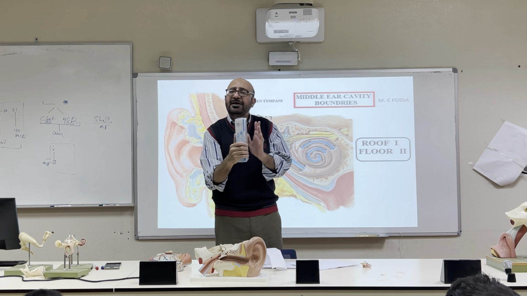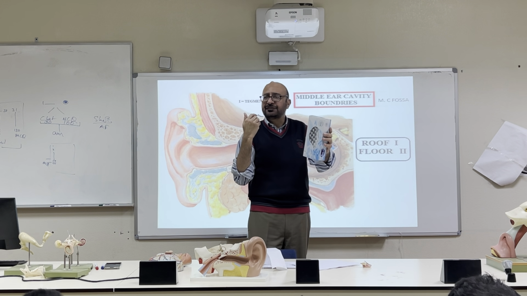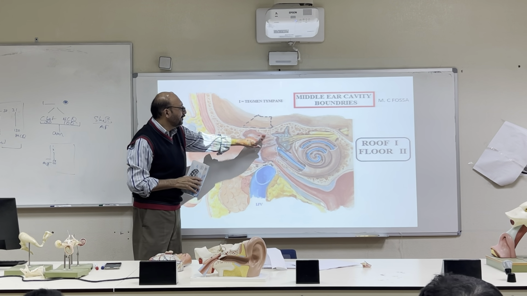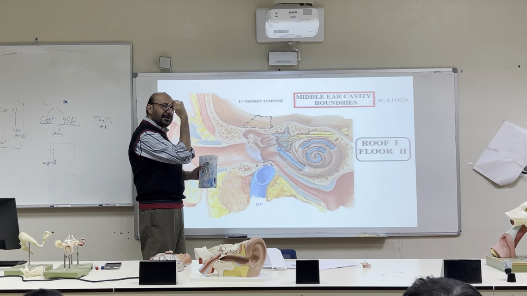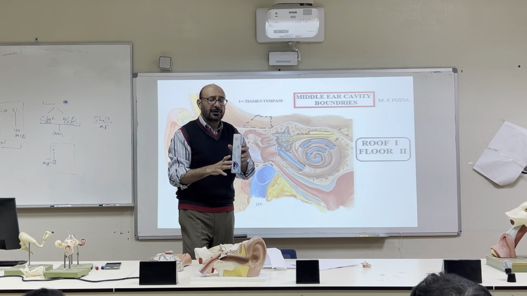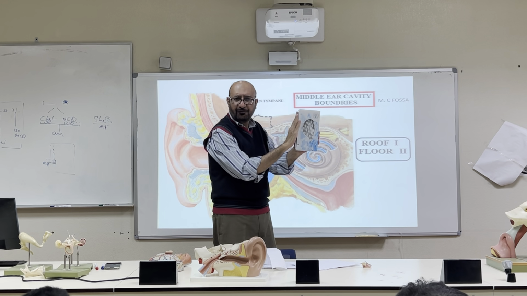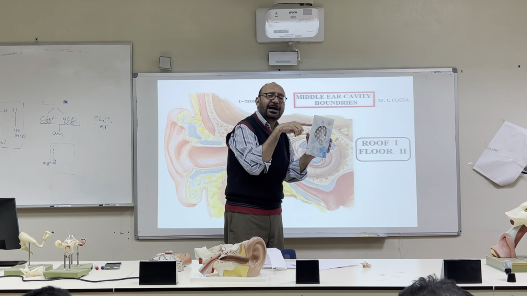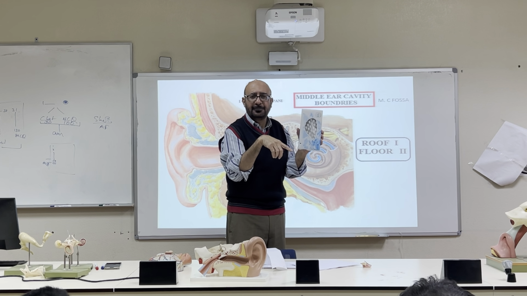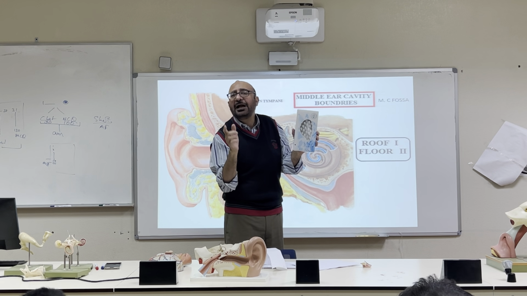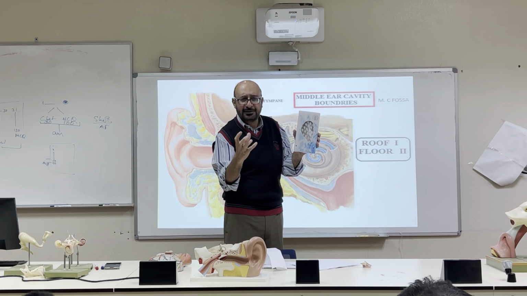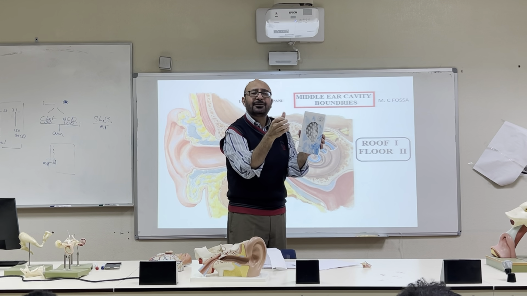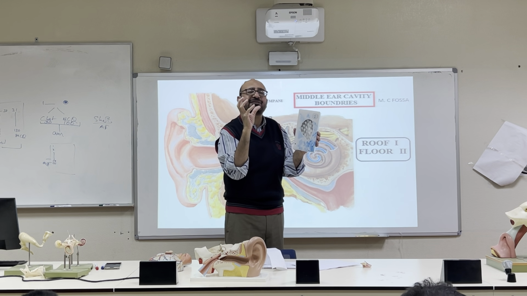For the posterior wall, what we have? Mastoid process. Remember, the mastoid process, this mucosa continues back into the mucosa of the mastoid process. So this is the back of the ear, posterior wall. Here is an opening. Any opening in the body is called aditus. So this is called aditus to antrum. What is antrum? Antrum means a cavity. Antrum means a cavity. So aditus to antrum means opening to the cavity. Which cavity? Cavity of mastoid.